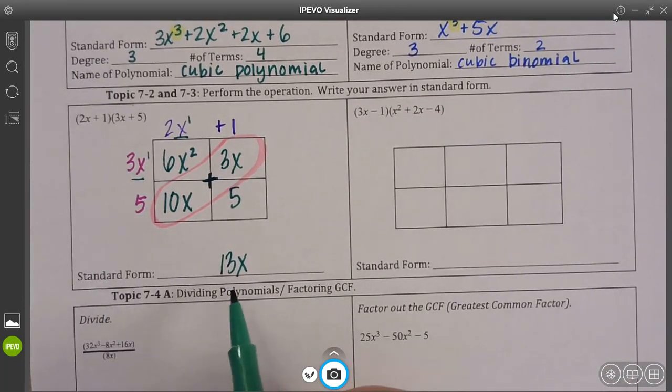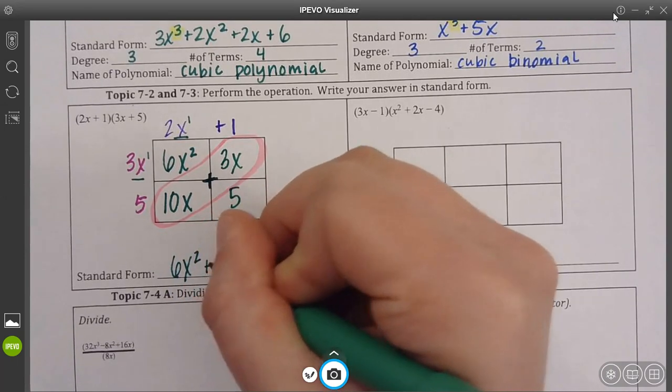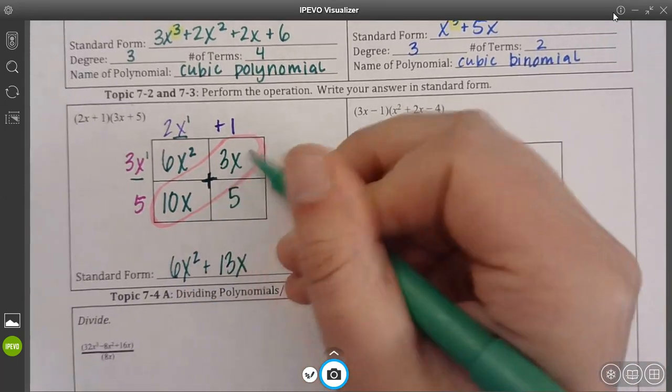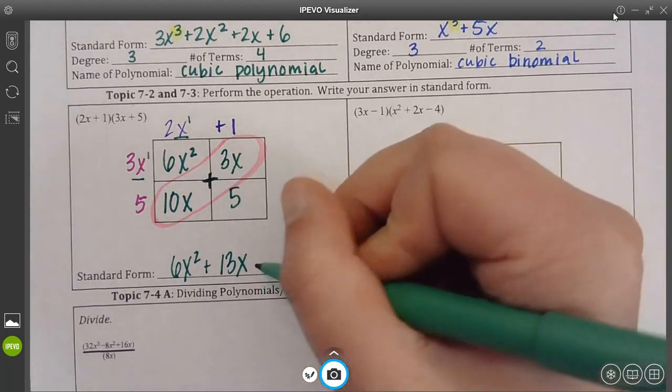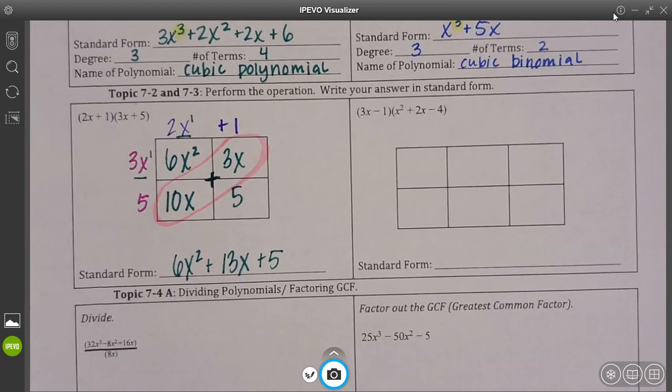We need to write it in standard form. So my highest exponent goes first, 6x squared. And then I have my 13x because I added those 2 guys together. And then my plus 5 gets to go at the end.